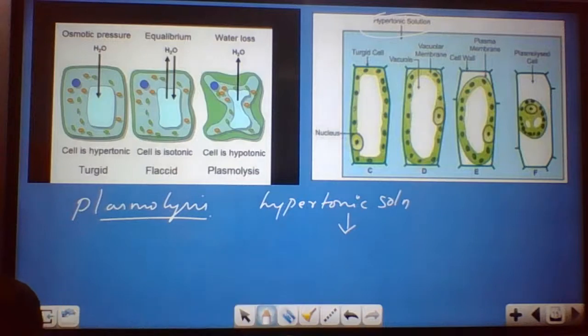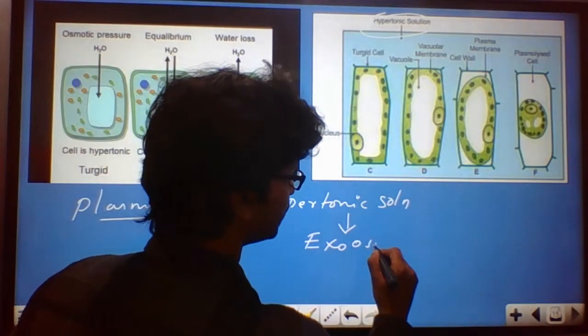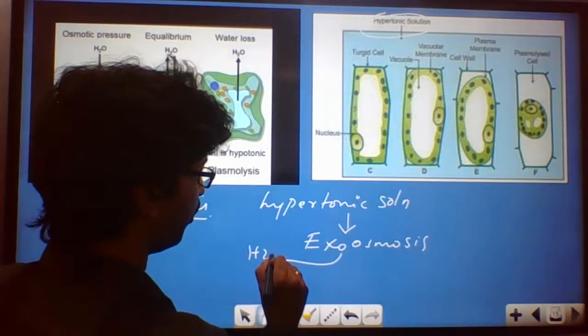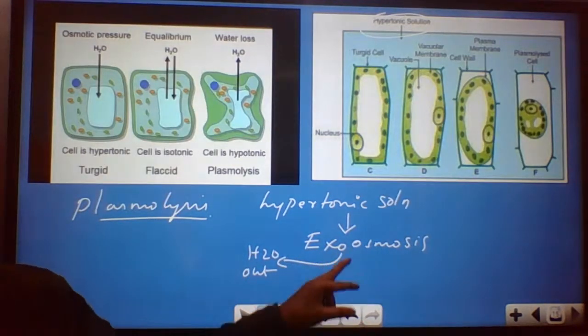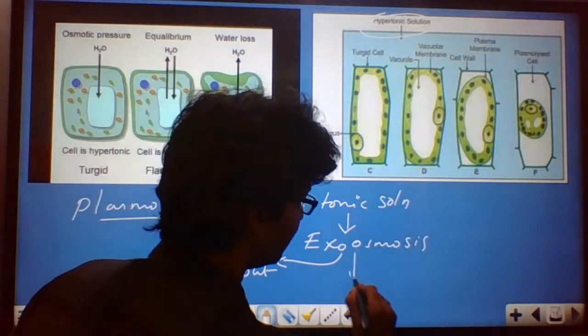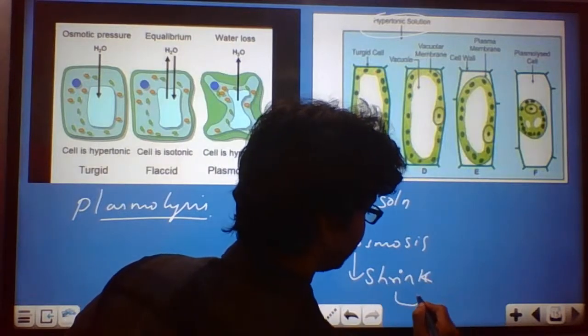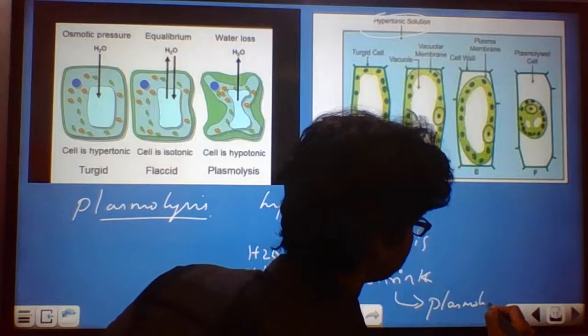Then exoosmosis takes place. If exoosmosis takes place, then what happens? Definitely the water will move out, the water will move outside. If the water is moving out, then what happens? Definitely the protoplasm will start shrinking. So this will shrink. This condition is called plasmolysis.